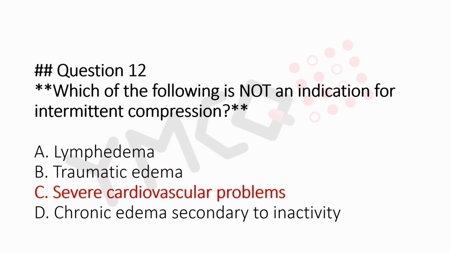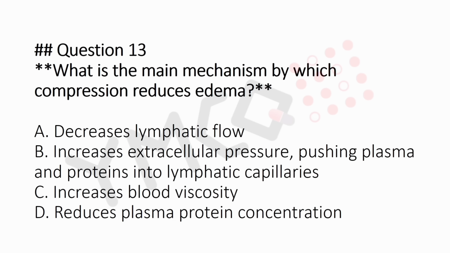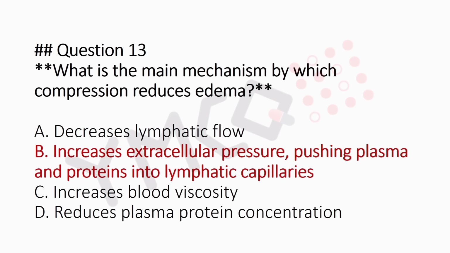Now let's move to question number 30. What is the main mechanism by which compression reduces edema? Option A, decrease in lymphatic flow. Option B, increase in extracellular pressure, pushing plasma and protein into lymphatic capillaries. Option C, increases blood viscosity. Option D, reduce plasma protein concentration. And the answer is option B, increases extracellular pressure, pushing plasma and protein into lymphatic capillaries.